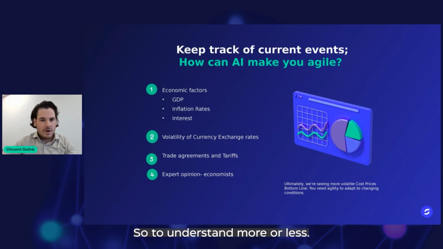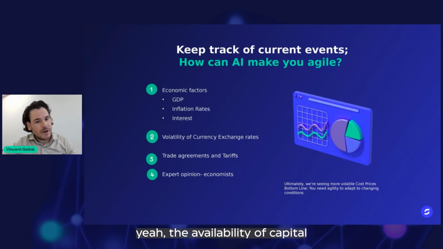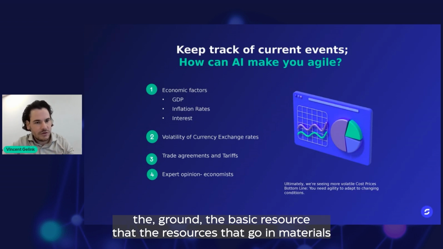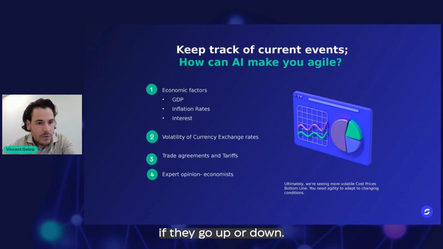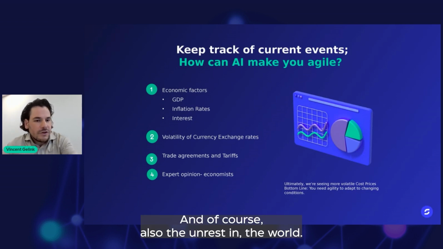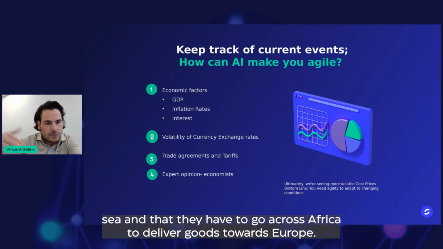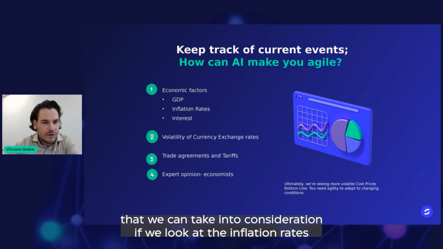So to understand more or less the availability of capital across humans and of course the production sites, and if the basic resources, the resources that go into materials, go up or down, and of course also the unrest in the world. So is transportation costing more because we have fights in the Red Sea and they have to go around Africa to deliver goods towards Europe? These are things that we can take into consideration if we look at the inflation rates.